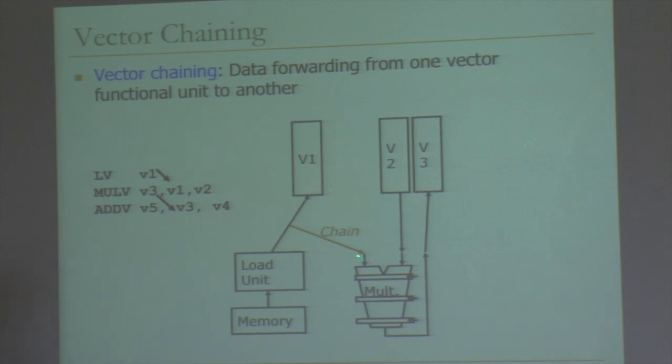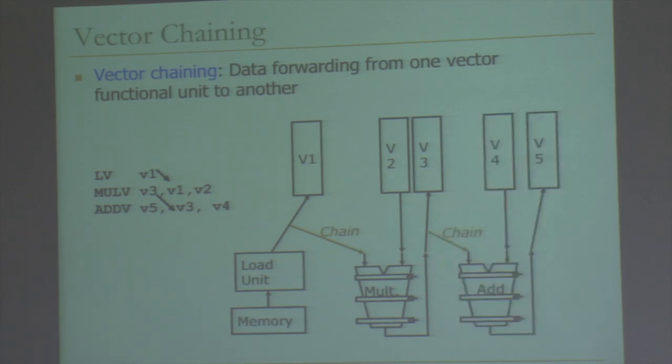And if you do this now, while the load unit is returning the second element, you can multiply the first element of V1 with the first element of V2. And while the load unit is returning the third element, you can multiply the second element of V1 with the second element of V2 and write the result into V3. Make sense? OK, this is a simple concept.